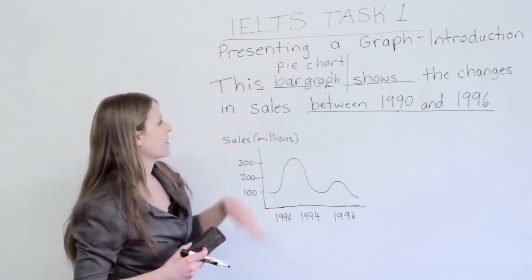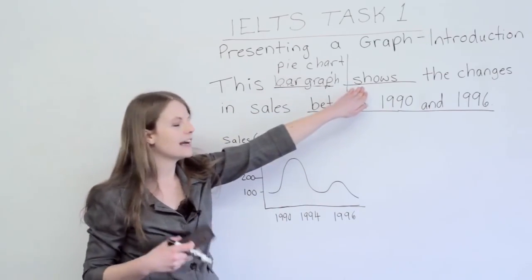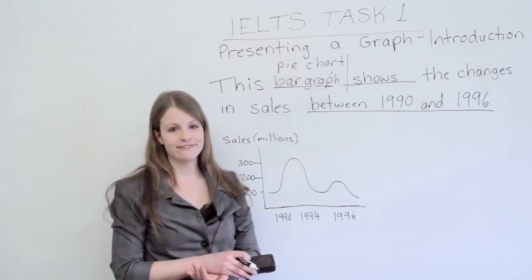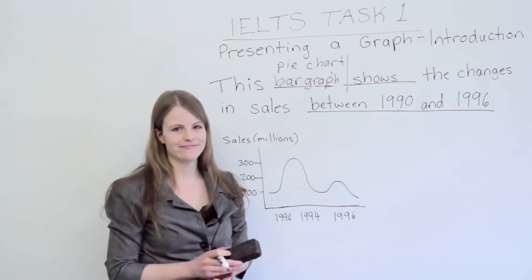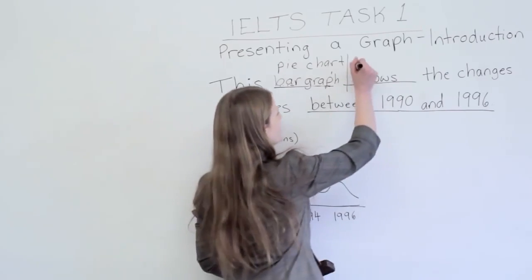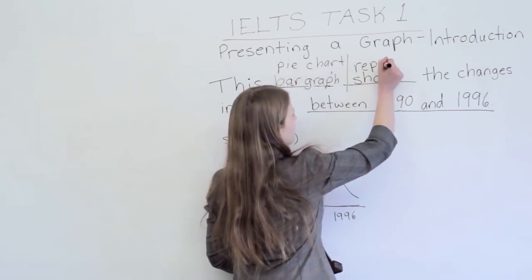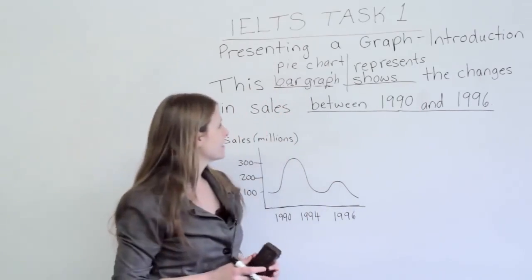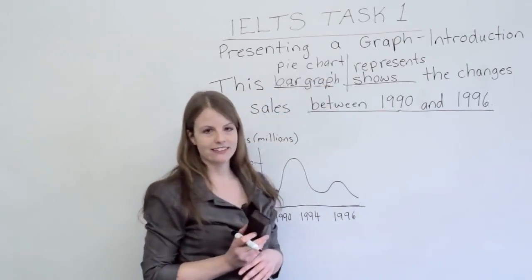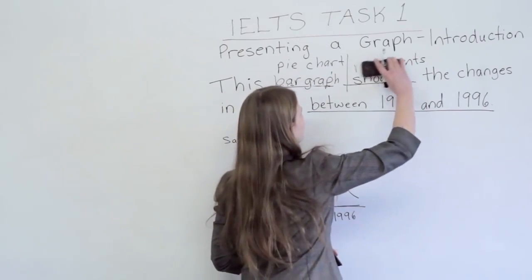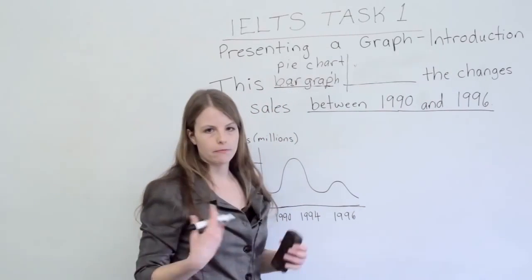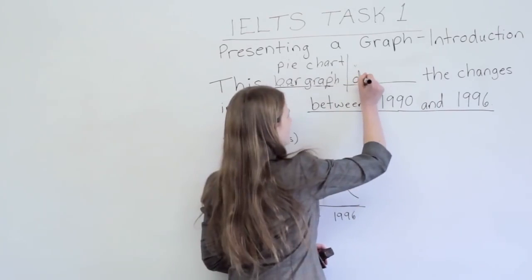So this bar graph, and now we have a verb. Shows is good. What else could you use? Well, you could use represents. This pie chart represents. You could use this pie chart demonstrates.